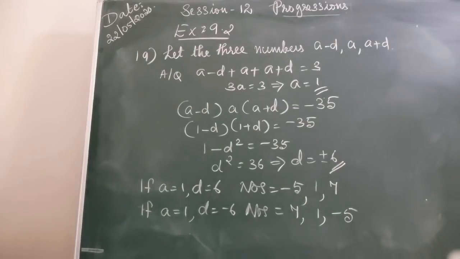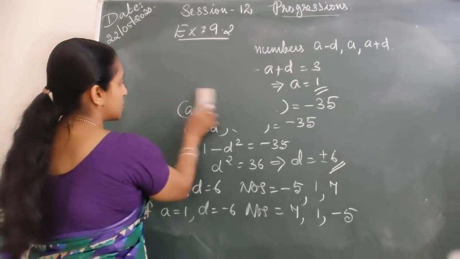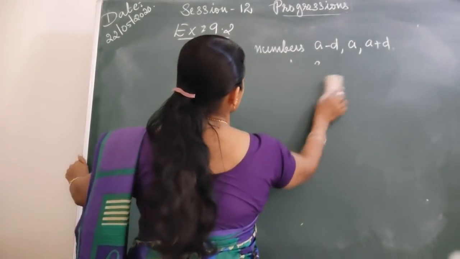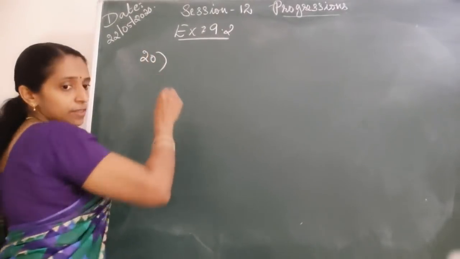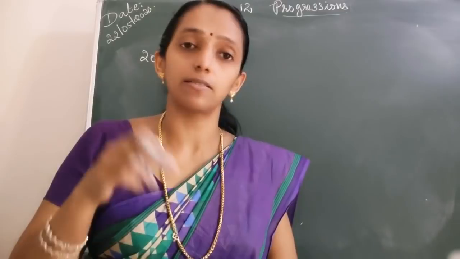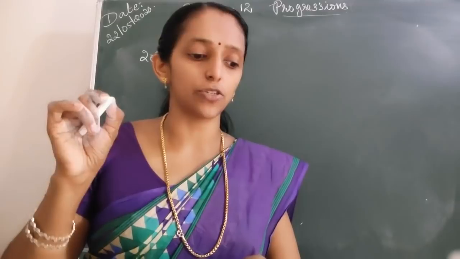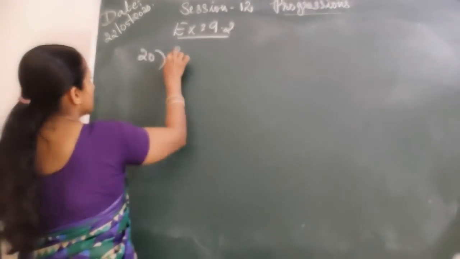And one more question I am solving. Question number 20. Before winding up today's session, the last question, question number 20. What is given? The sum of three numbers in AP is 30. Here also we will assume the same. And the ratio of first number to the third number is 3:7.